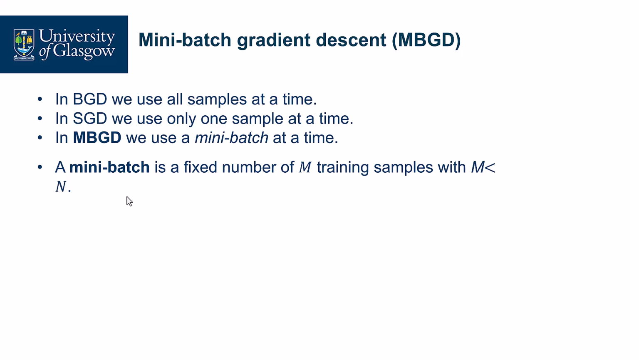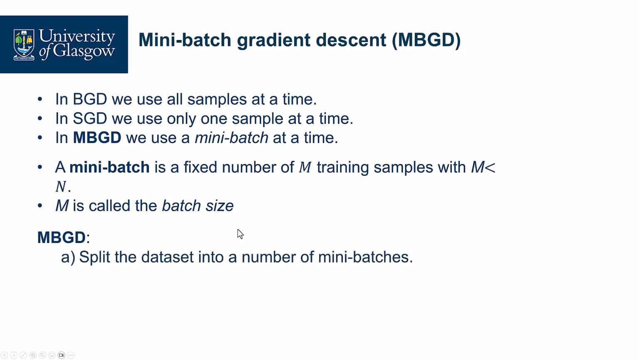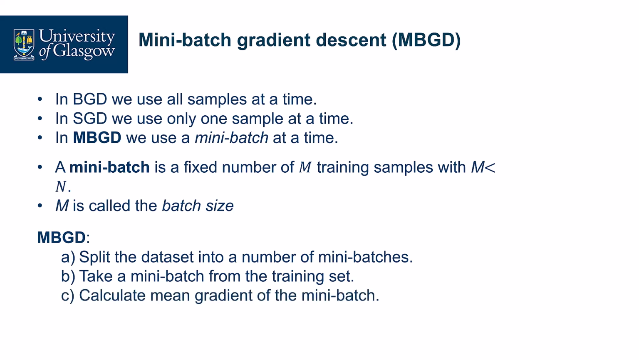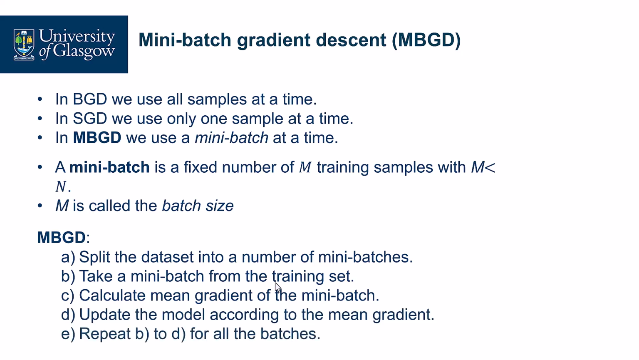So the total samples are divided into several mini batches, right? m is called the batch size. Given this in MBGD, what we can do is first split the data set into a number of mini batches. Then I take one mini batch, not all the samples, not a single sample, but one mini batch. I use this mini batch to get the mean gradient, the average gradient of this mini batch. Then I update the model according to the average gradient. Then I repeat these steps until I cover all the batches. Right, so this is how MBGD works.